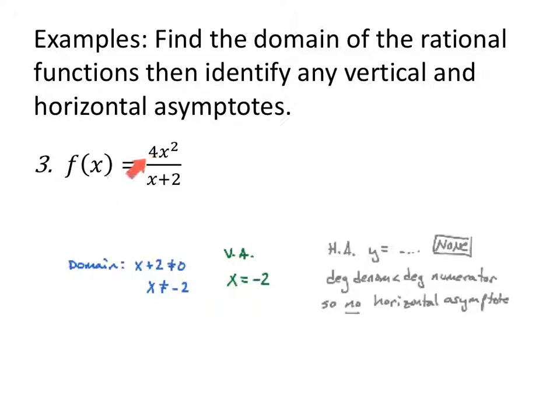For f of x equals 4x squared over x plus 2, the denominator can't be 0, so x cannot be negative 2. The domain leads directly to our vertical asymptote, the opposite sign version, x equals negative 2. Since the numerator has degree 2, the denominator has degree 1. Remember, degree is the highest exponent in the polynomial. There will be no horizontal asymptote for this particular function.